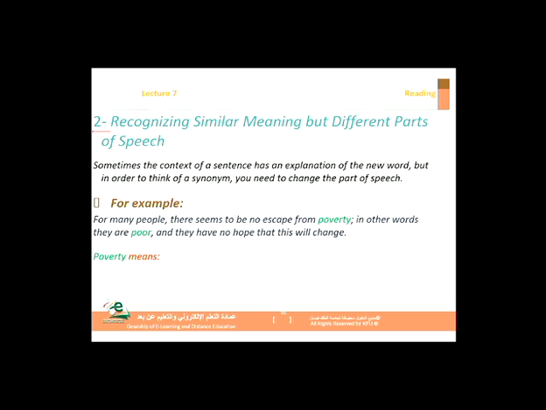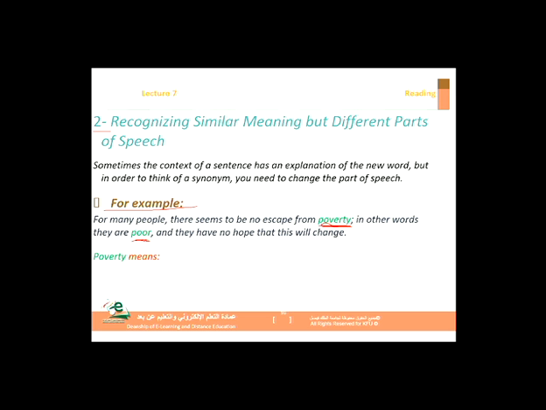Okay, so sometimes the context of a sentence has an explanation of the new word. But in order to think of a synonym, you need to change the part of speech. Let's look at this example. For many people, there seems to be no escape from poverty. Let's assume that we don't know the meaning of the word poverty. In other words, they are poor, and they have no hope that this will change.